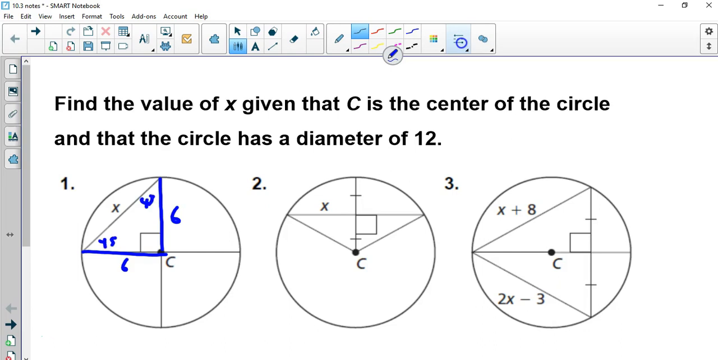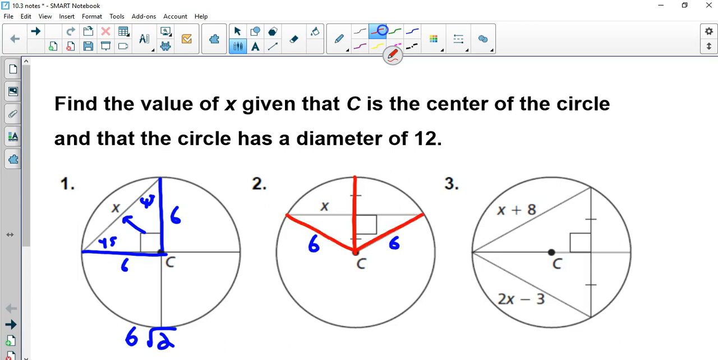So we just use our quick and simple rules. How do you go from the leg to the hypotenuse? This is the hypotenuse. That would be 6 radical 2, because we're getting bigger. So what we have here is, this is 6, this is 6. Now, notice, this piece here is also 6, because it's a radius. All of these are radii.